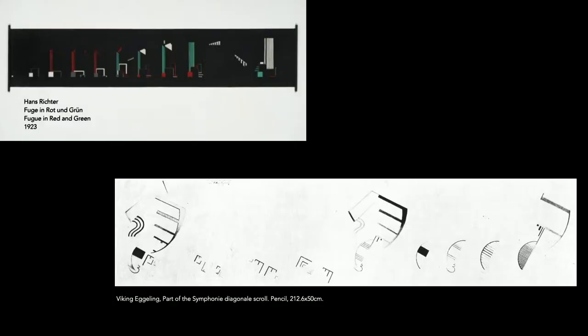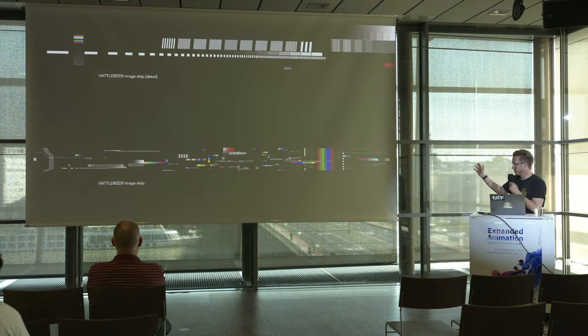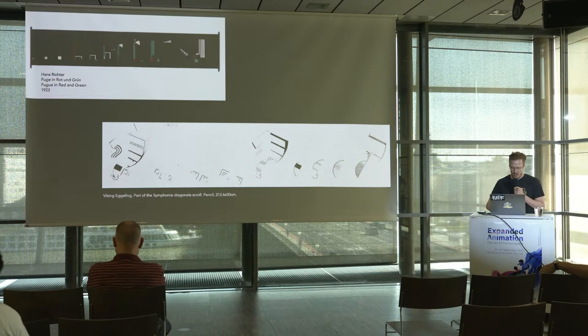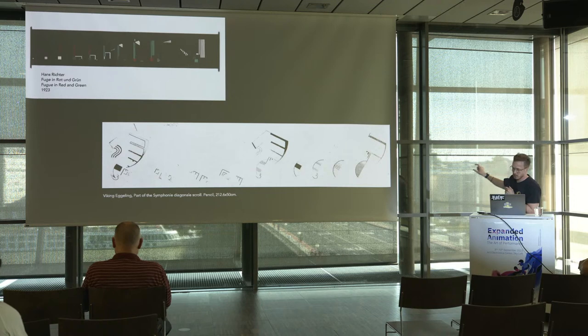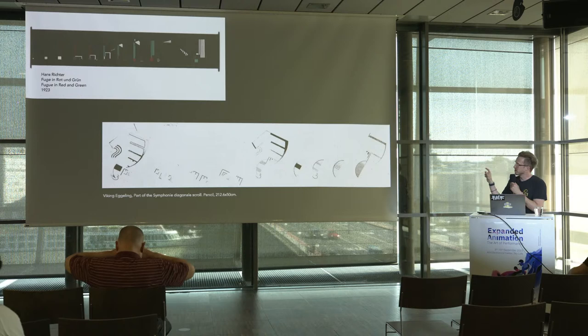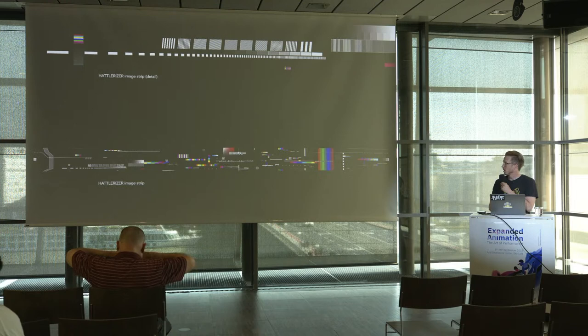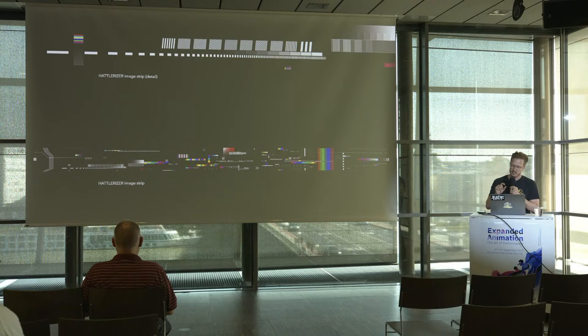The basis of the Hatlerizer is an image strip, which looks like that, can be anything, but this is one of them. It's inspired by the scroll paintings of Hans Richter and Viking Eggeling from the early 20s, which were precursors to their abstract animation films. The scroll paintings are read linearly by the viewer, and though they are still, they suggest time and movement. In a similar sense, the image strip of the Hatlerizer, also a still, is read linearly by a virtual camera it passes under, thereby displaying its shapes in motion.